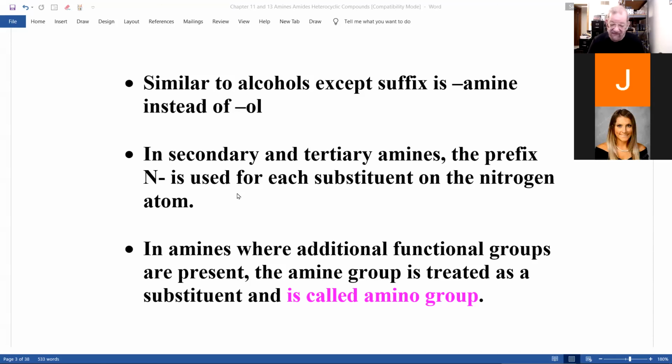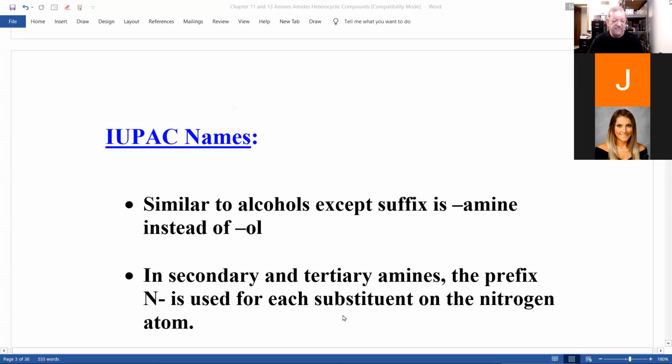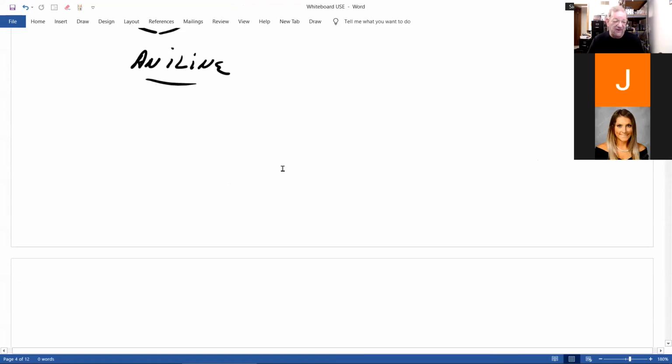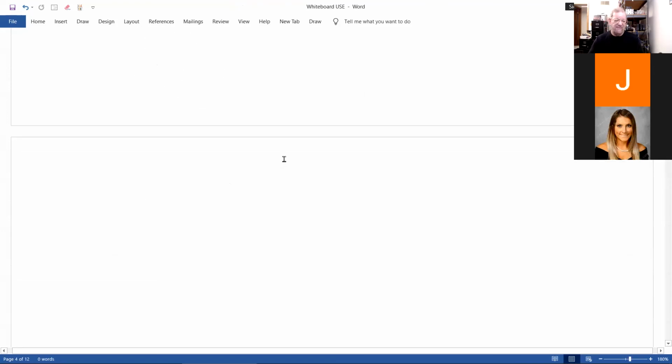This is something new. We haven't experienced this before. And by the way, where additional functional groups are present, the amine group is treated as a substituent and called an amino group. And later, when we get into proteins, I'll come back to this phrase. Or maybe I'll show you that right now in a second. So let's look at something, why you use common names.